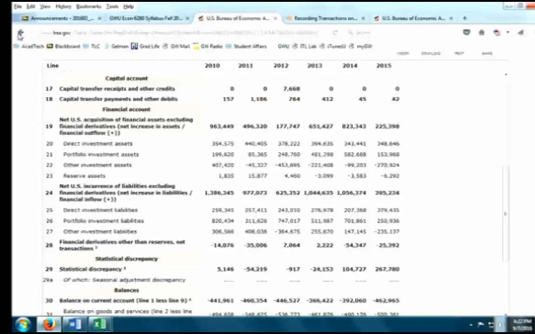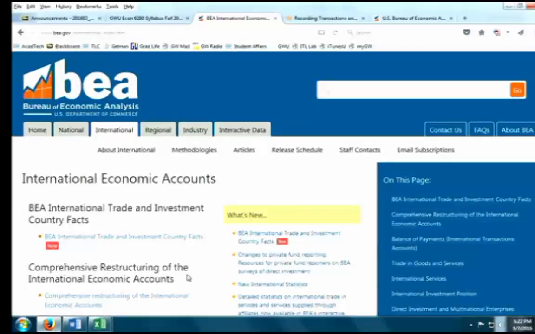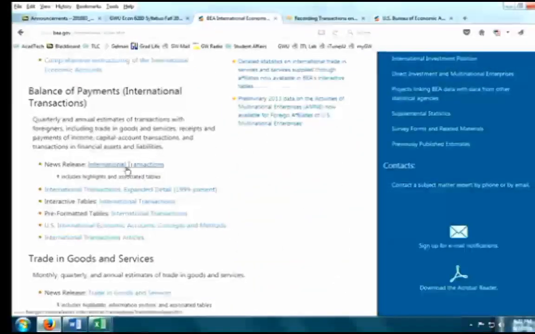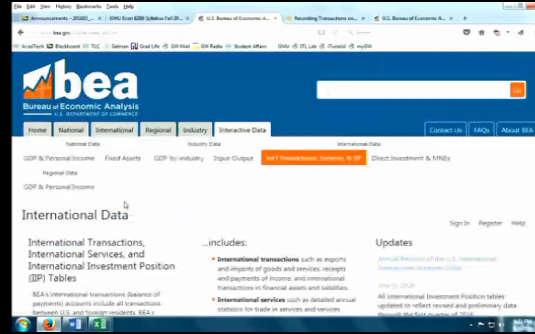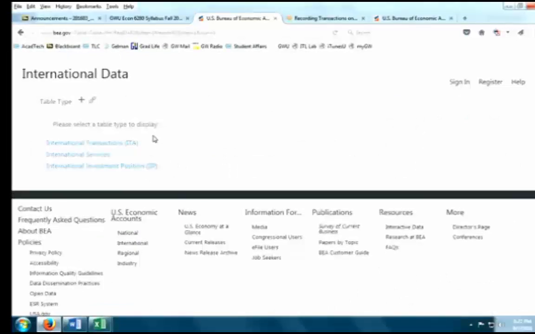I'll show you real quick. If we go to the BEA site and go to international right here, it gives you international economic accounts. If you go to international transactions, interactive tables, that's this one, you get to international data. It gives you three different things here. International transactions, that's the balance of payments. International services, I don't know what that is. International investment position, that's what we want. I've got it open over here.